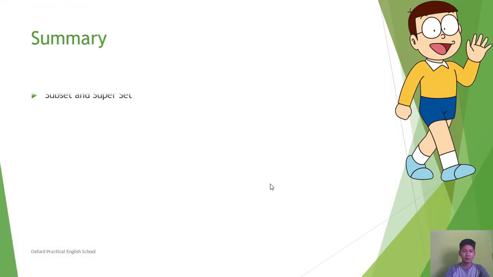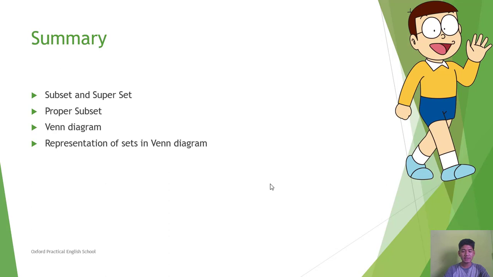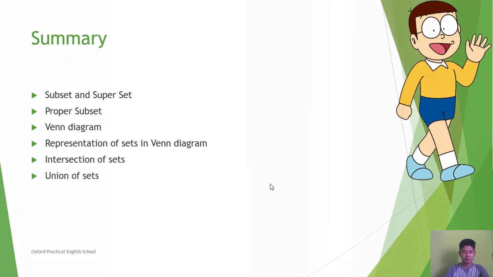So to summarize, we just learned about subset and superset, proper subset, Venn diagram, representation of sets in Venn diagram, intersection of sets, union of sets.